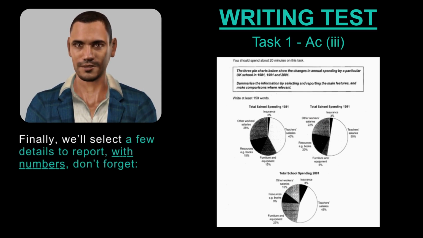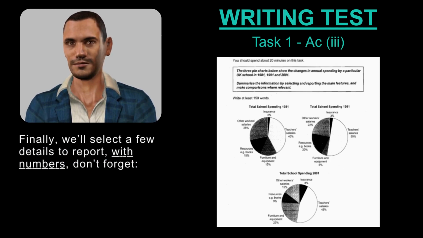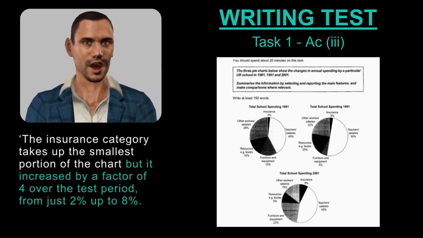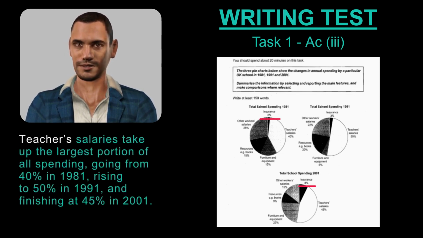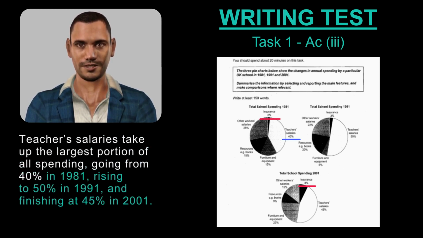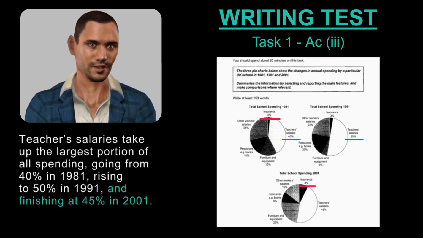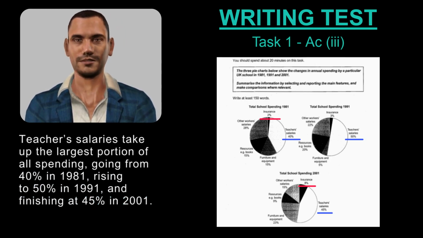Finally, we'll select a few details to report. With numbers, don't forget. The insurance category takes up the smallest portion of the chart, but it increased by a factor of 4 over the test period, from just 2% up to 8%. Teachers' salaries take up the largest portion of all spending, going from 40% in 1981, rising to 50% in 1991, and finishing at 45% in 2001.